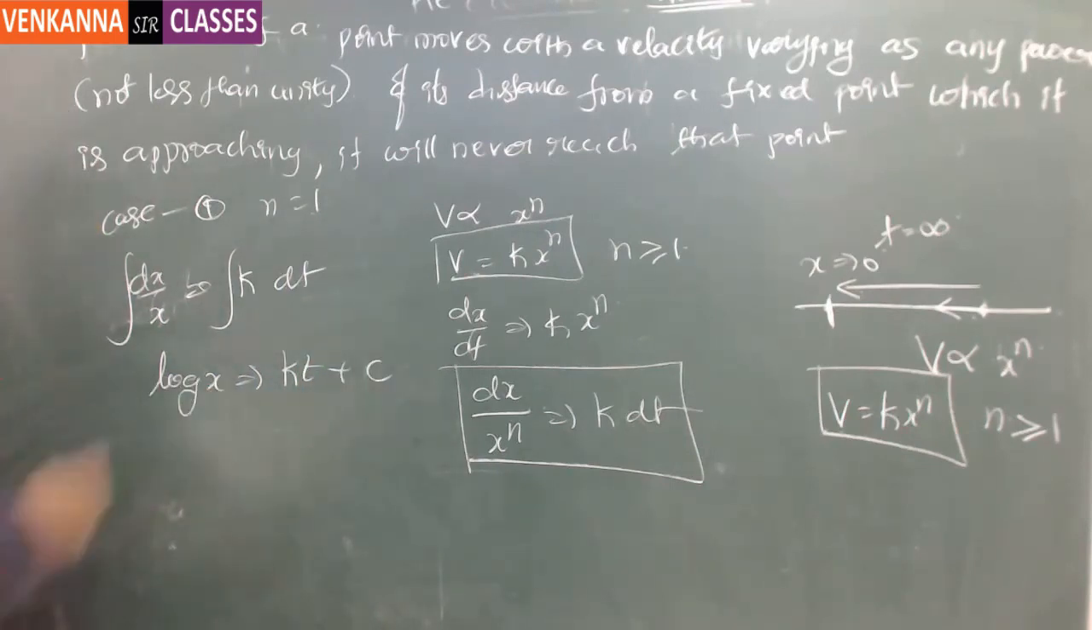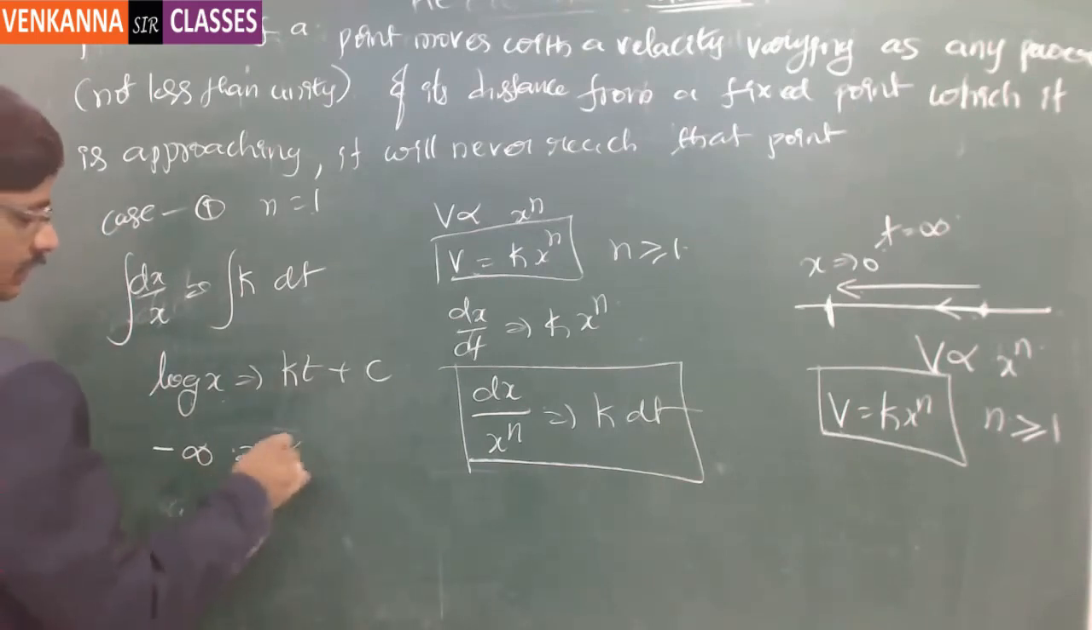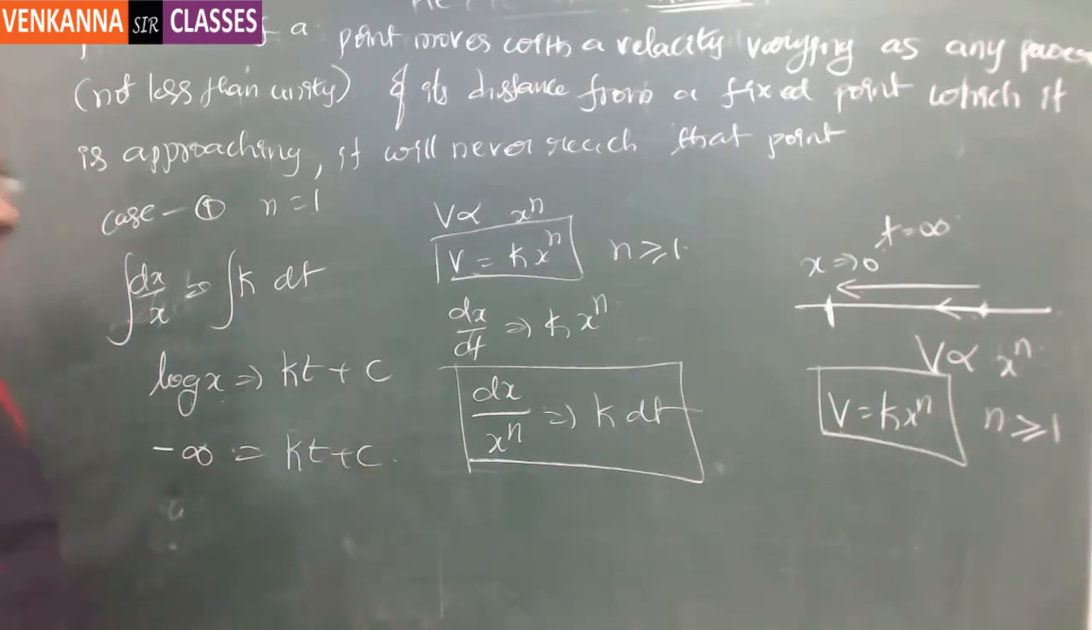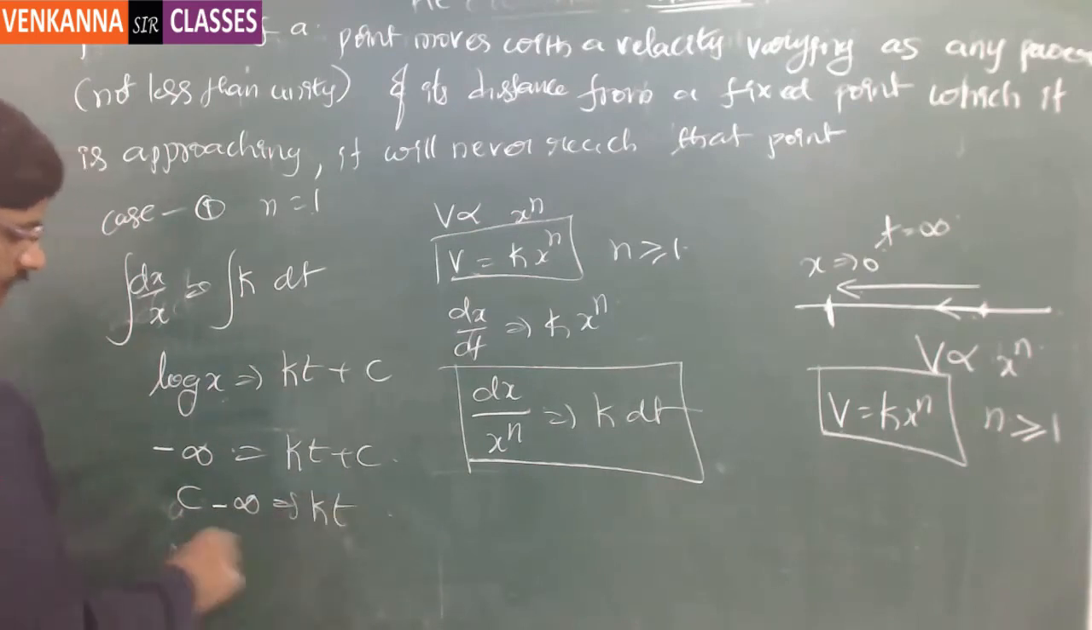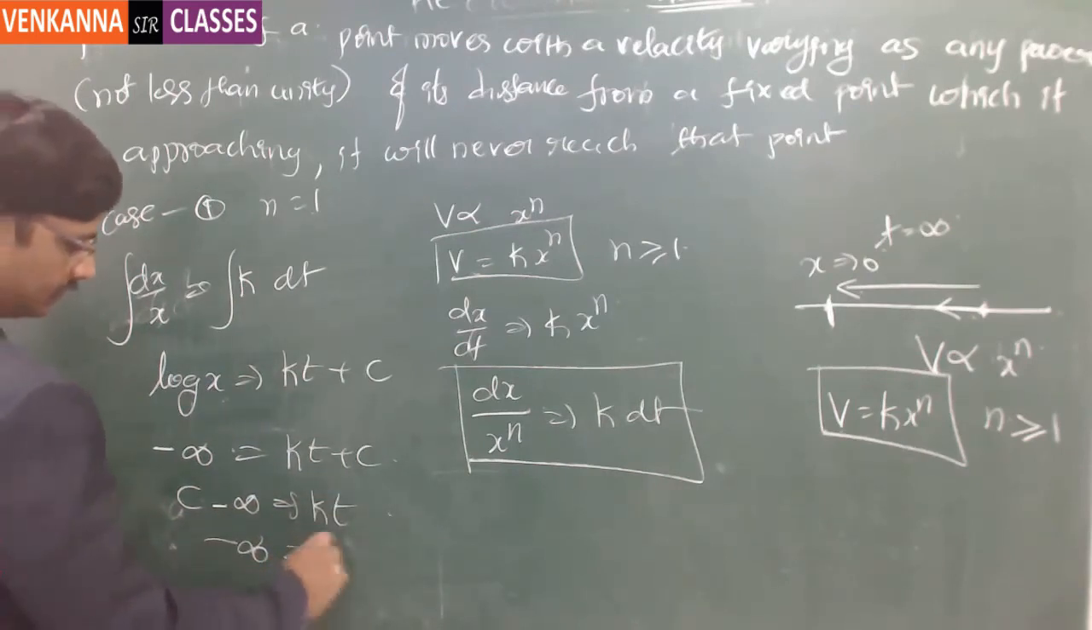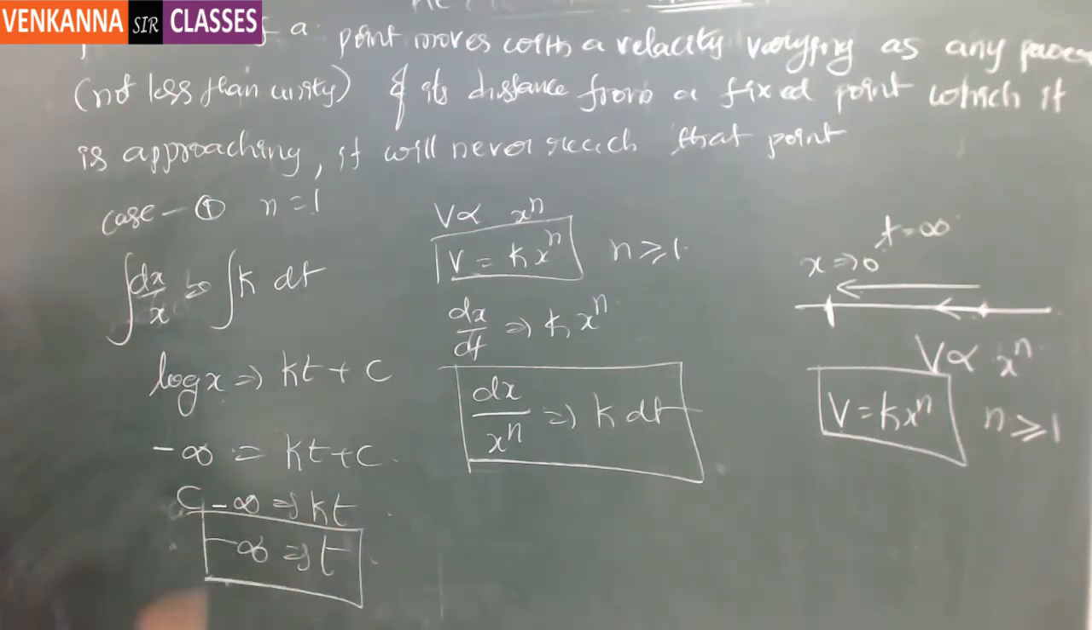Now at x is equal to 0, what is log 0? Infinite, right? So log 0 is minus infinite. So minus infinite is kt plus c. So to reach this particular point, it will take minus infinite time. So this is again infinite, this is the time taken. That means it will never reach.